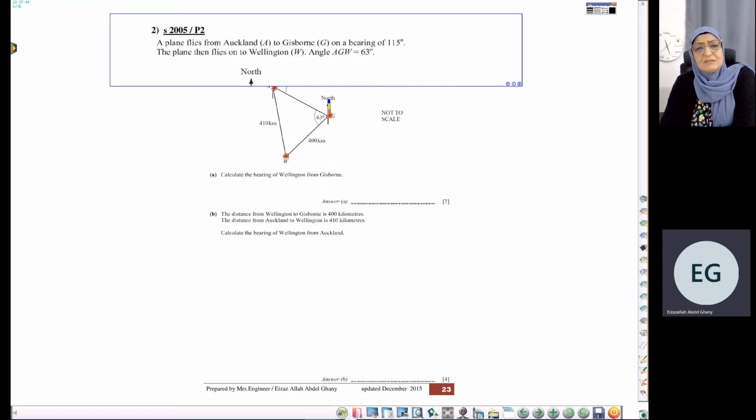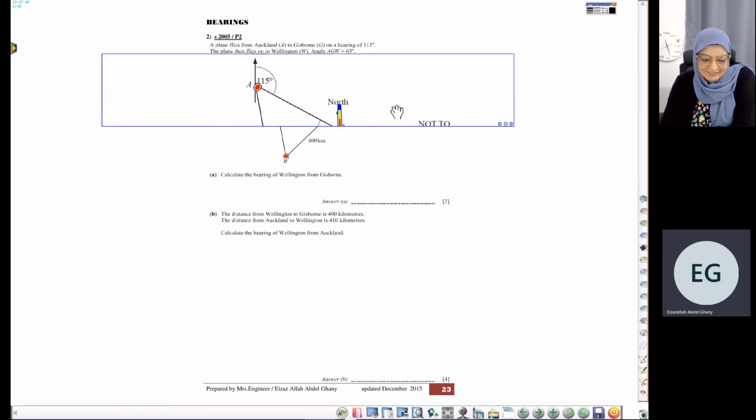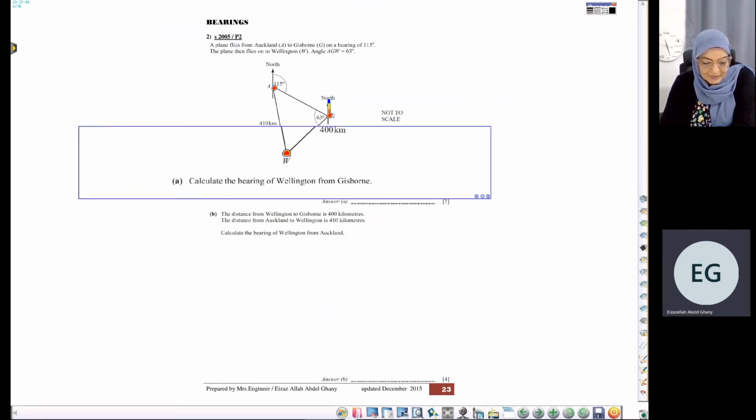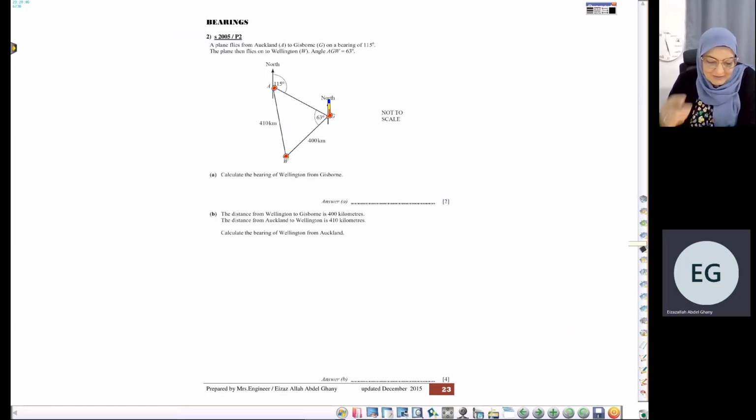Why didn't he write it 063? Because it's not a bearing. It's just an angle in a triangle. This angle is 63 degrees. The first question is calculate the bearing of W from G, then north at G. There is already a north at G.